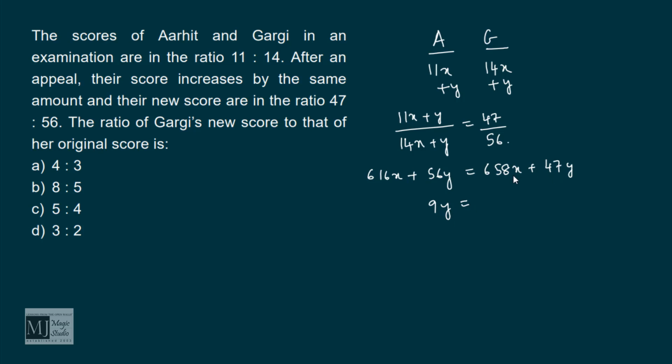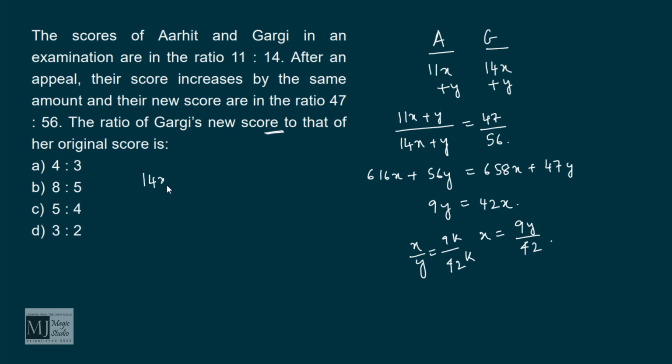56 minus 47 is 9y. 658 minus 616, that is 42x. So we have x equals 9y by 42. Or x is to y is 9 by 42. Let it be k. x is 9k and y is 42k.